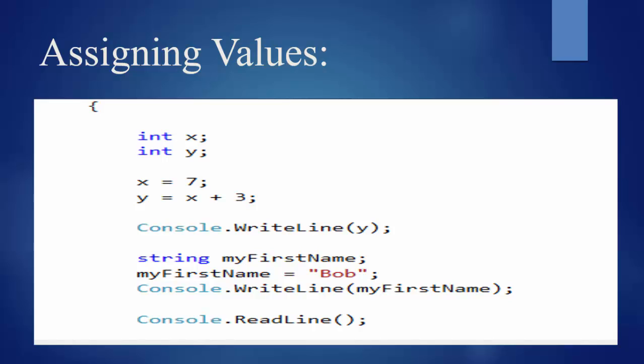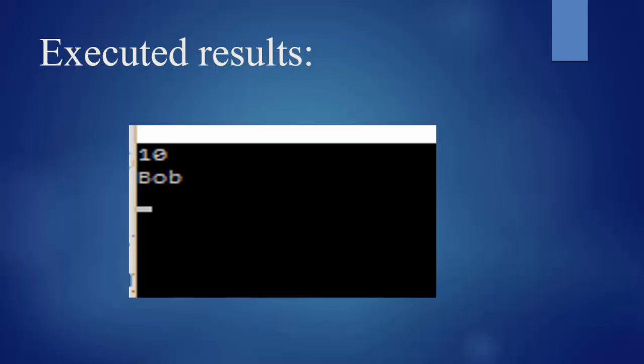Once you write this code and run it, you should get a solution printed to screen. 10 and Bob should be the solution printed to screen.